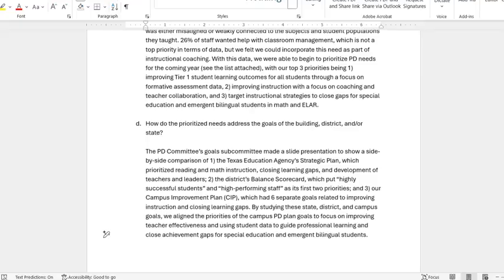stage 2. So I just wrapped it up by talking about the TA plan, the district plan, the campus improvement plan, and then our professional development goals. We didn't really get into the plan yet.